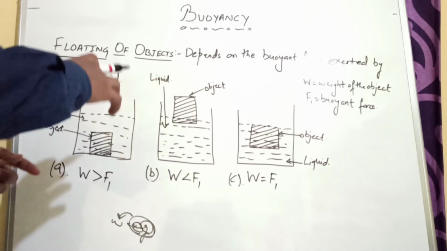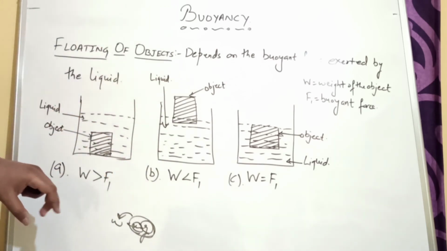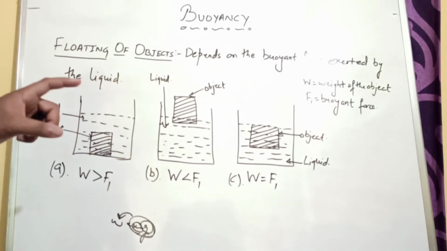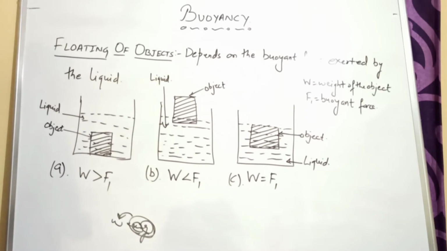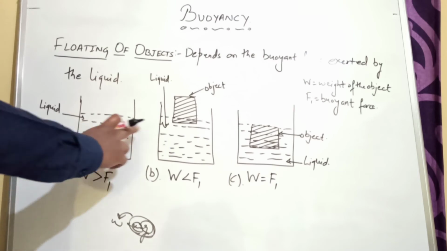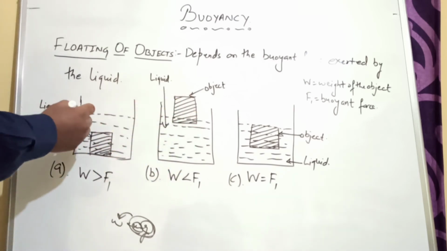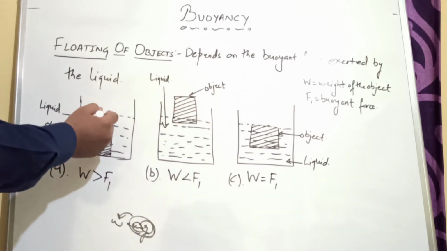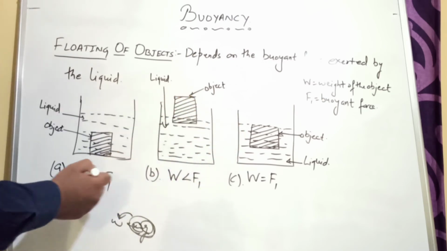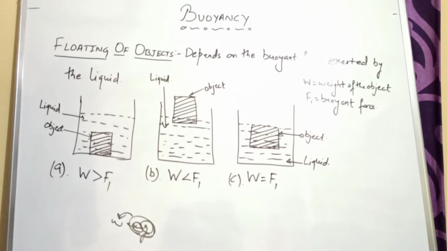So whether the object will sink or float or whatever the situation inside the liquid, that completely depends on your buoyant force. How will you decide whether the object we are immersing in the liquid will float or sink? For that we have to do a simple experiment. We are taking 3 containers, each filled with liquid, and this is our object. These are 3 conditions, A, B and C.